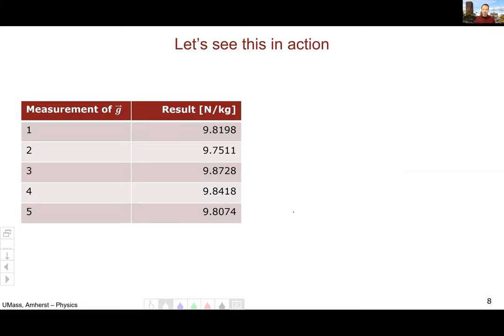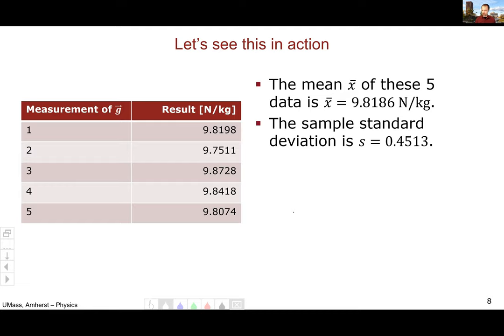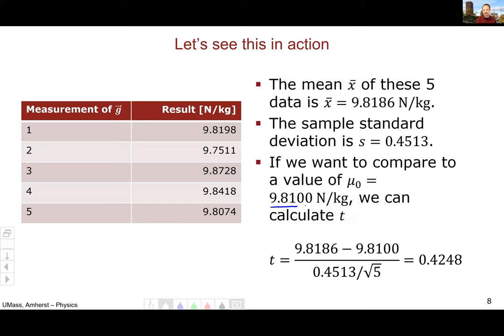So here is one experiment of five measurements of G. You can see I got five different possible values for G in this one experiment. The mean, the X bar of these five data, is 9.8186 newtons per kilogram. That's just the average. Then I can calculate the sample standard deviation for these data points and get 0.4513.